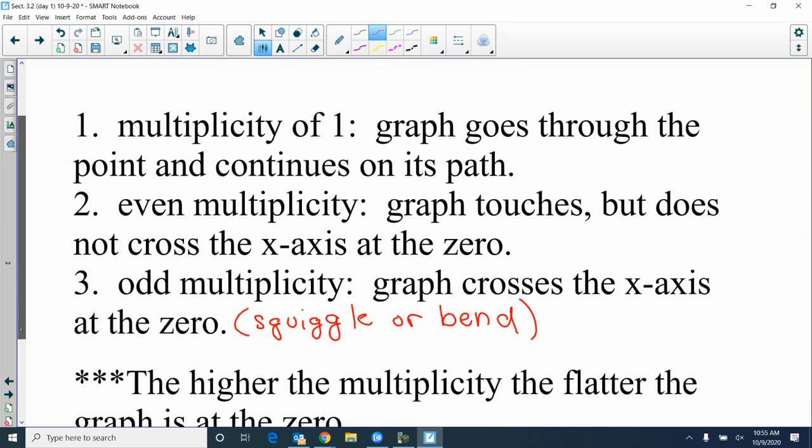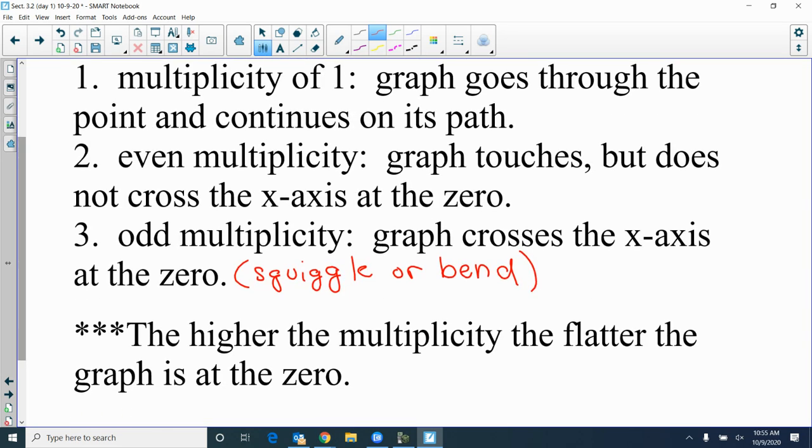And then this is just an FYI, that bottom one: the higher the multiplicity, the flatter the graph is at that 0. That's kind of what we were trying to show earlier. Like if you got x to the 7th, it kind of gets really flat around the 0. Or if you got x to the 6th, it's going to be a little bit flatter as it approaches that point. Okay.